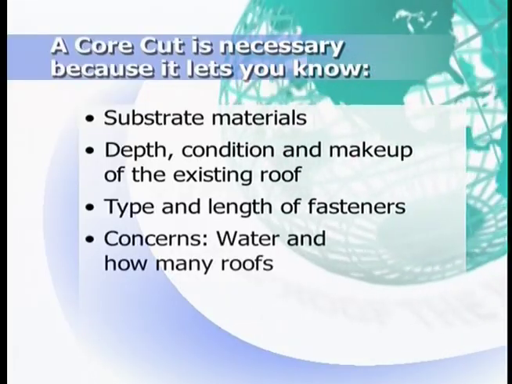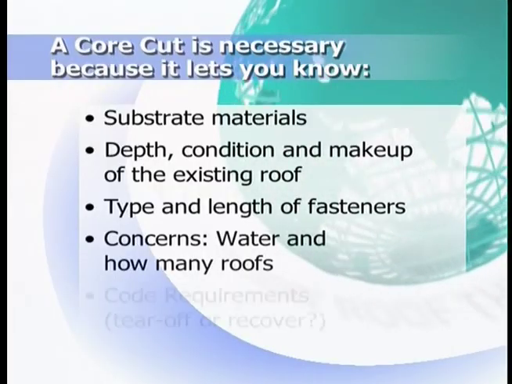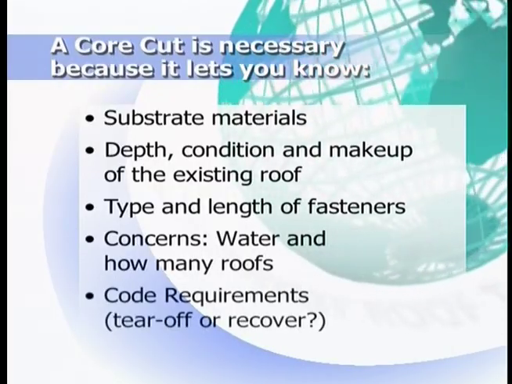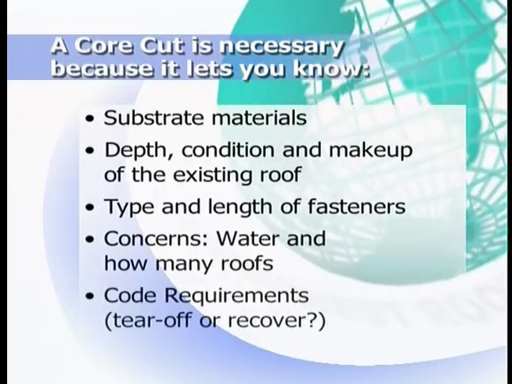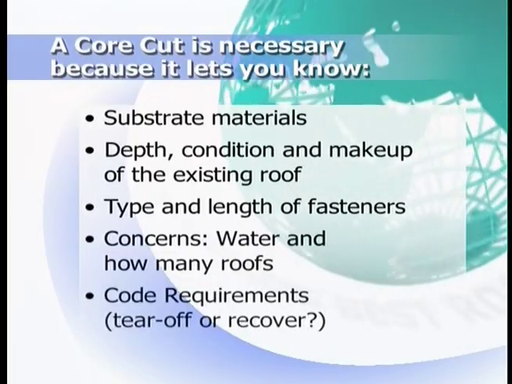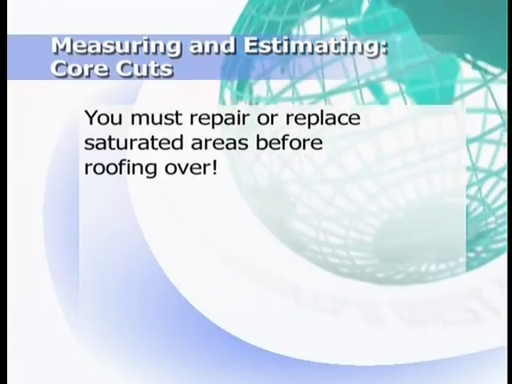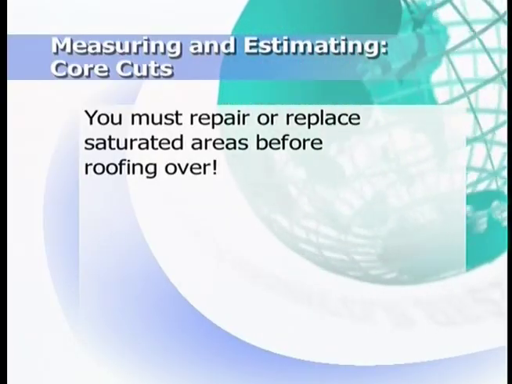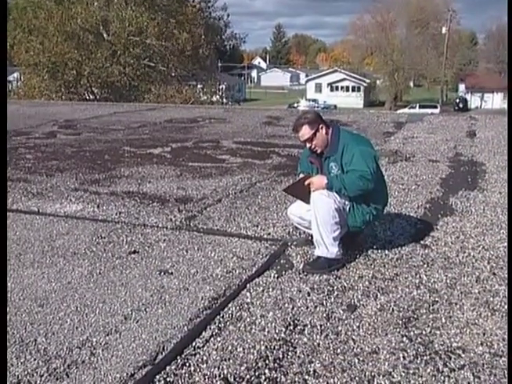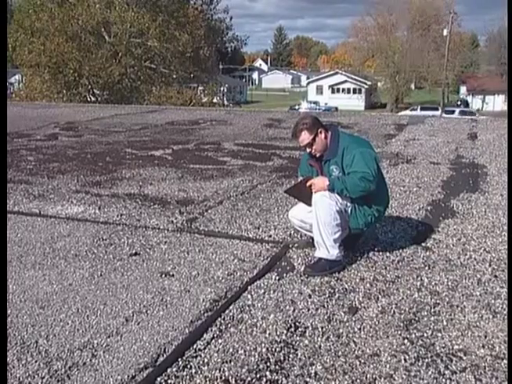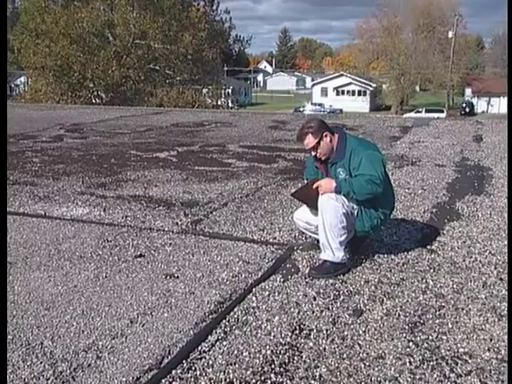Core cuts also let you consider concerns such as water saturation or how many roofs are already in place. National or local codes may determine whether the building will require a complete or partial roof tear-off or permit a recover. Check these codes carefully before proceeding. Note that Duro-Last specification requires that you repair or replace existing saturated areas with new materials before roofing over them. Proceeding to the core cut, first locate the areas to be cut by considering the general roof layout and construction characteristics that you observe. A series of cuts should be made in questionable areas.